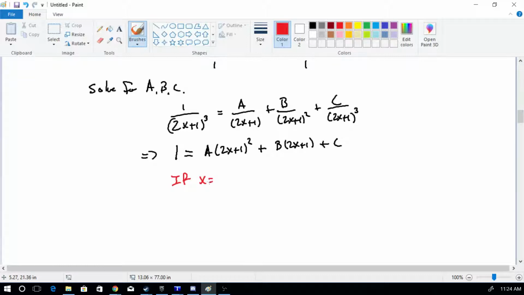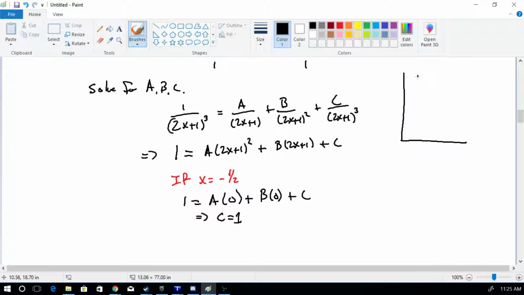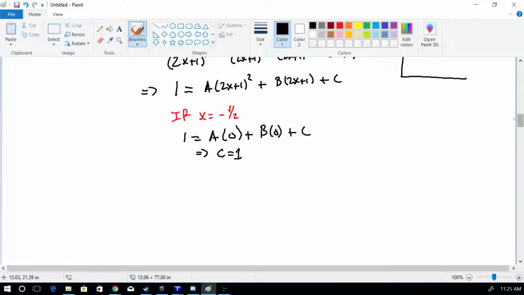So if x equals negative 1/2, then we're going to get 1 is going to equal A times 0 plus B times 0 plus C. So that implies C equals 1. So I like to come back up here and make a little box. So C is 1. Still got to find A and B. So it simplifies our system a little bit, but we're still going to have to actually go back up and solve a system of equations.